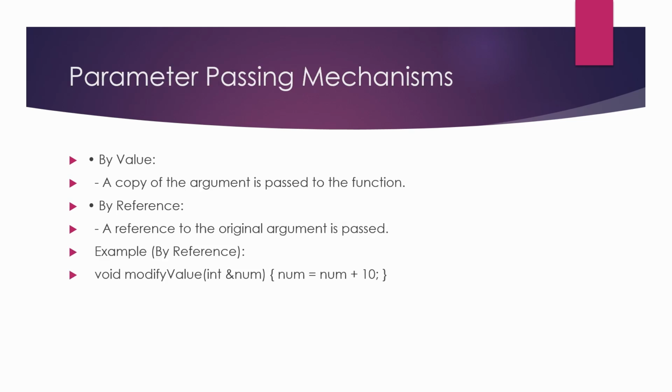In programming, we can pass arguments to functions in two primary ways, by value and by reference. When passing by value, a copy of the argument is made, so changes inside the function do not affect the original value. On the other hand, passing by reference allows the function to modify the original argument directly.